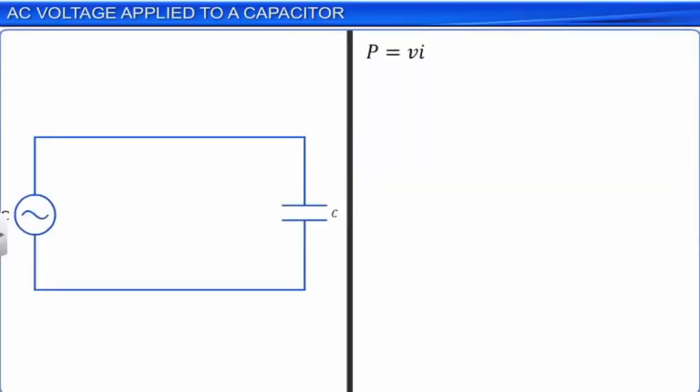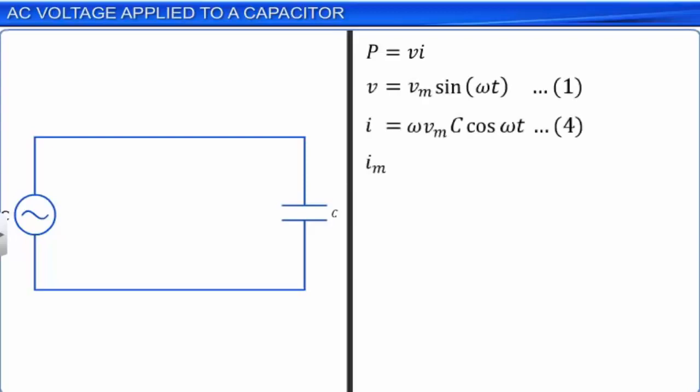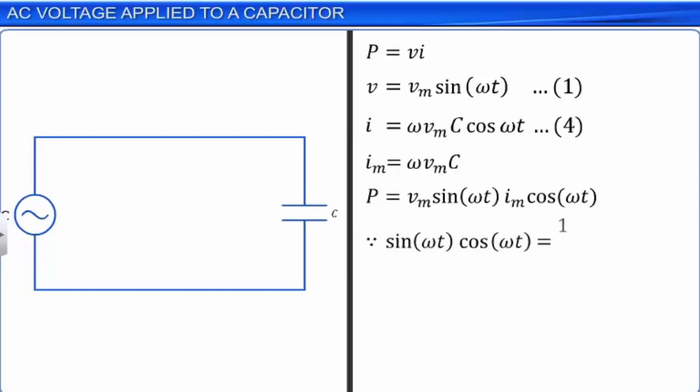Let us now look at power dissipation through the capacitor compared to resistance. The instantaneous power supplied, P, to the capacitor is denoted by the product of voltage with current through any circuit element. Using equations 1 and 4 and the relation Im = ω Vm C, we get P = Vm sin ωt × Im cos ωt. Since sin ωt cos ωt is equal to 1/2 sin 2ωt, we get P = (Vm Im / 2) sin 2ωt. Let this be equation 9.